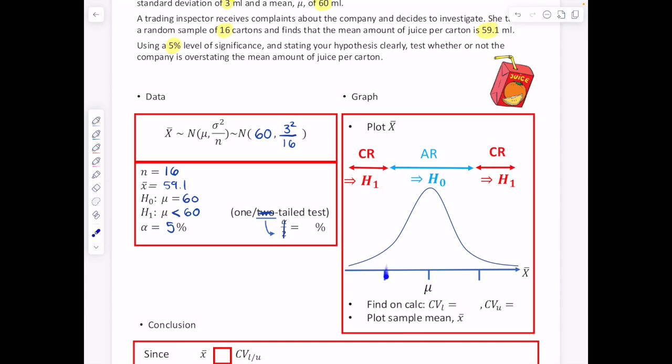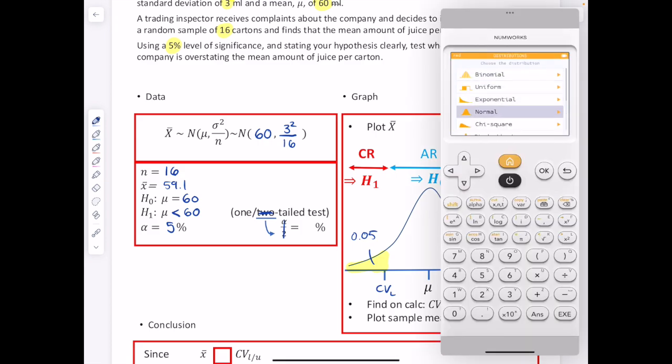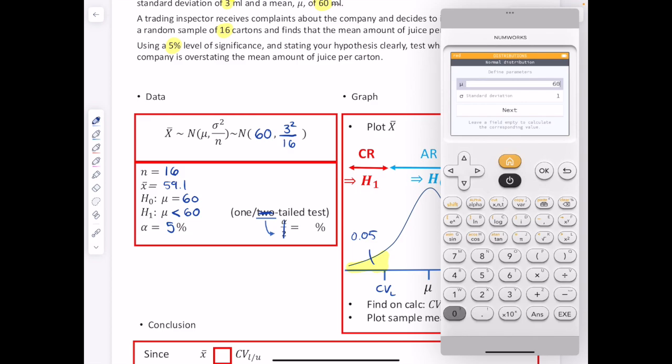This critical region is going to be divided by the lower critical value. We're not working out the upper critical value, we just want the lower critical value. What is that? Well, we know that the area of the lower critical value and below is going to be 0.05. So let's go on to our calculator. We're going to go into distributions, down to normal. Our mean is 60, so we're just pulling the data from here. And our standard deviation, remember, is going to be the square root. This is our variance, so we need to take the square root of that.